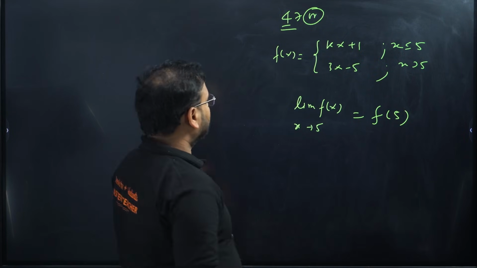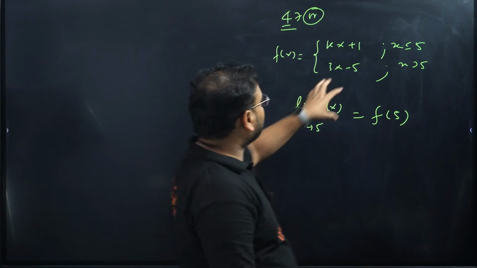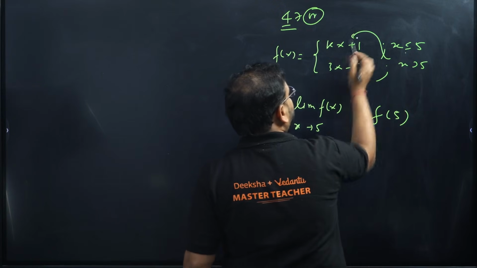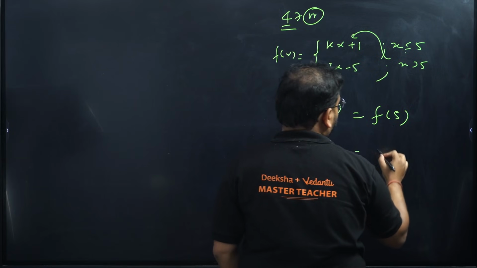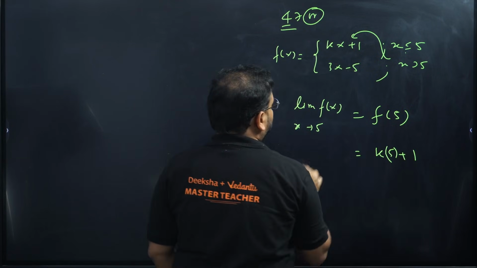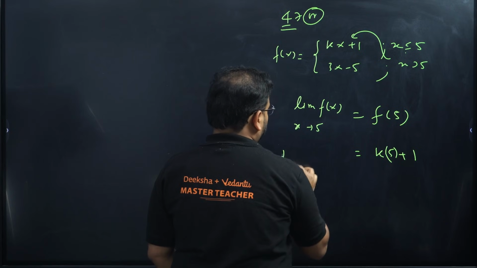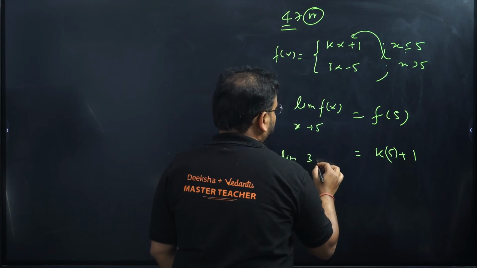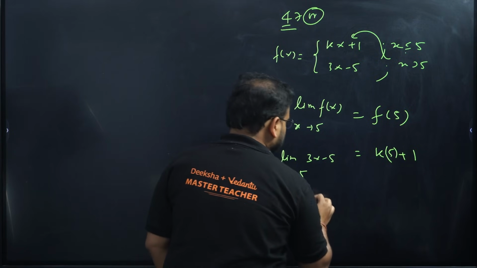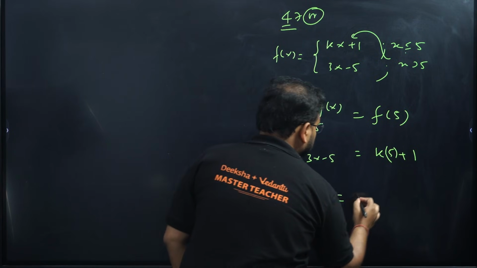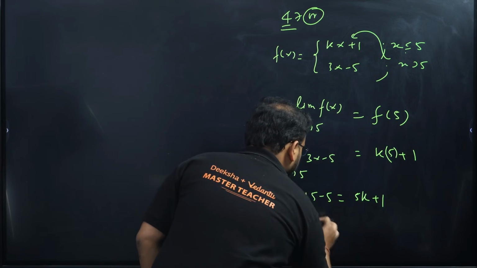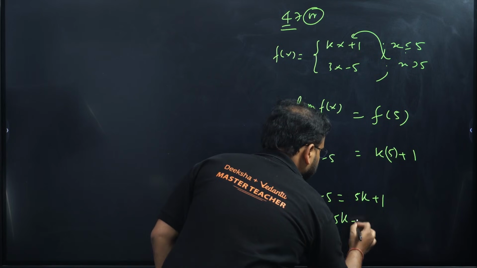Limit you will find from this one. An equality is holding here, so you can find f(5) from here. So find f(5) from here, k into 5 plus 1. A limit you can find from here. So limit of 3x minus 5, x tends to 5, you will have the value as 15 minus 5 equals 5k plus 1. This is 10 equals 5k plus 1.